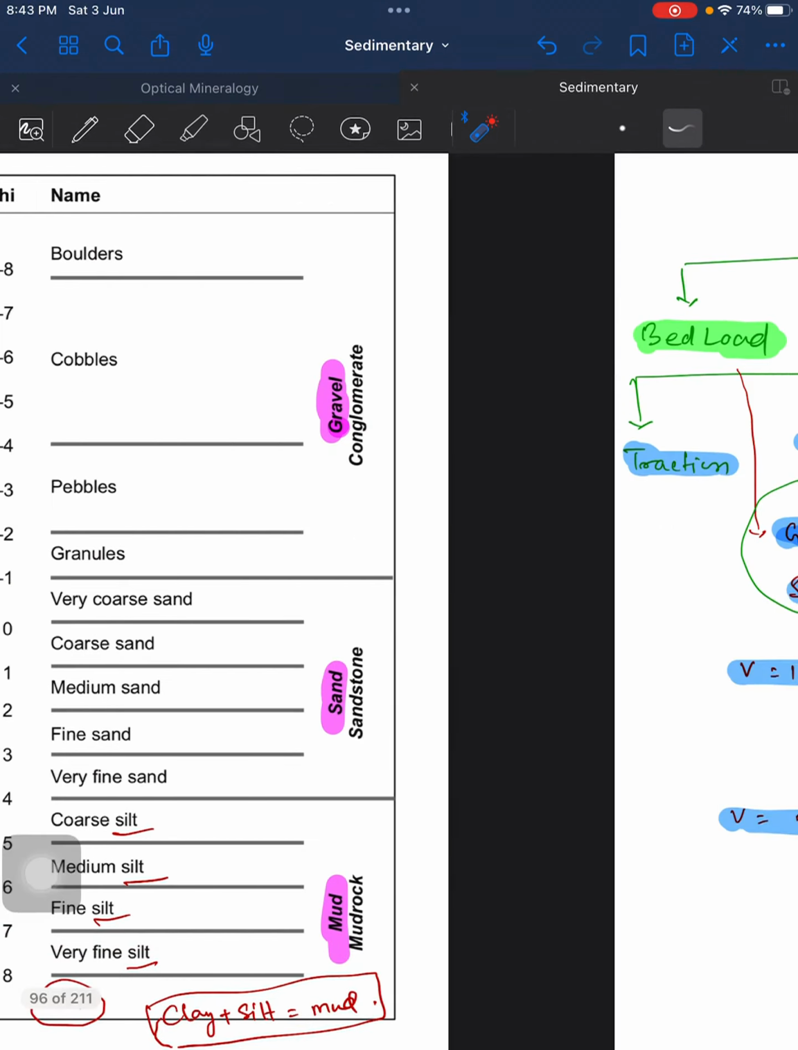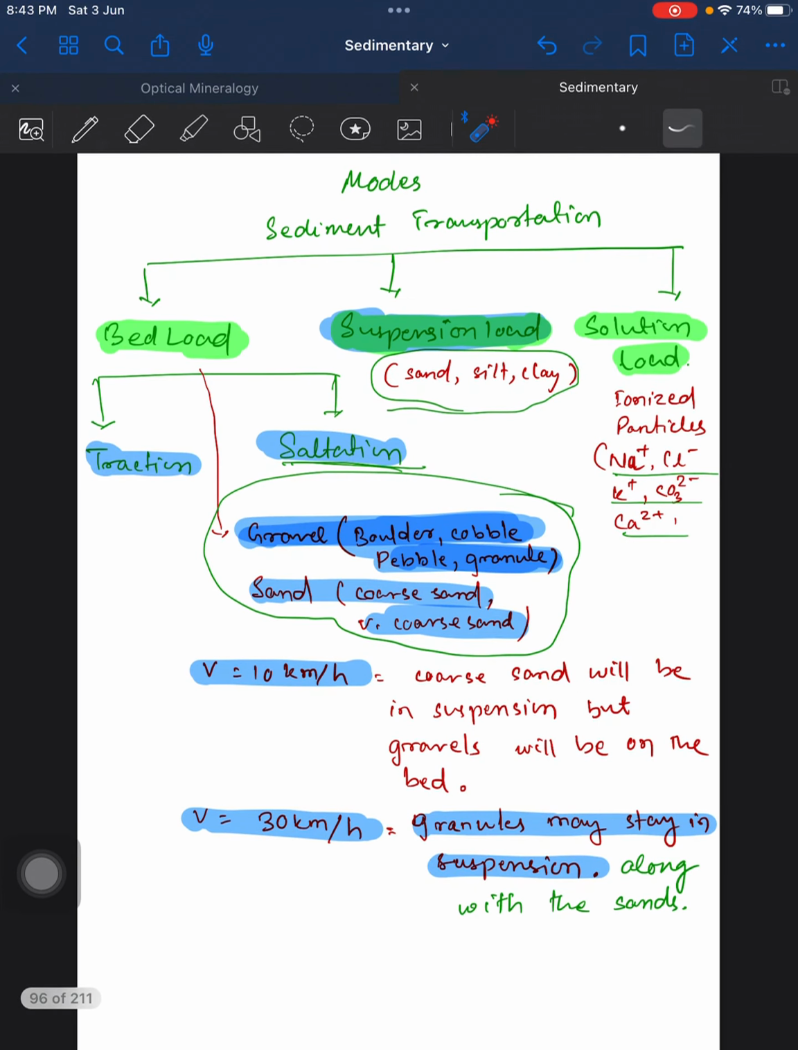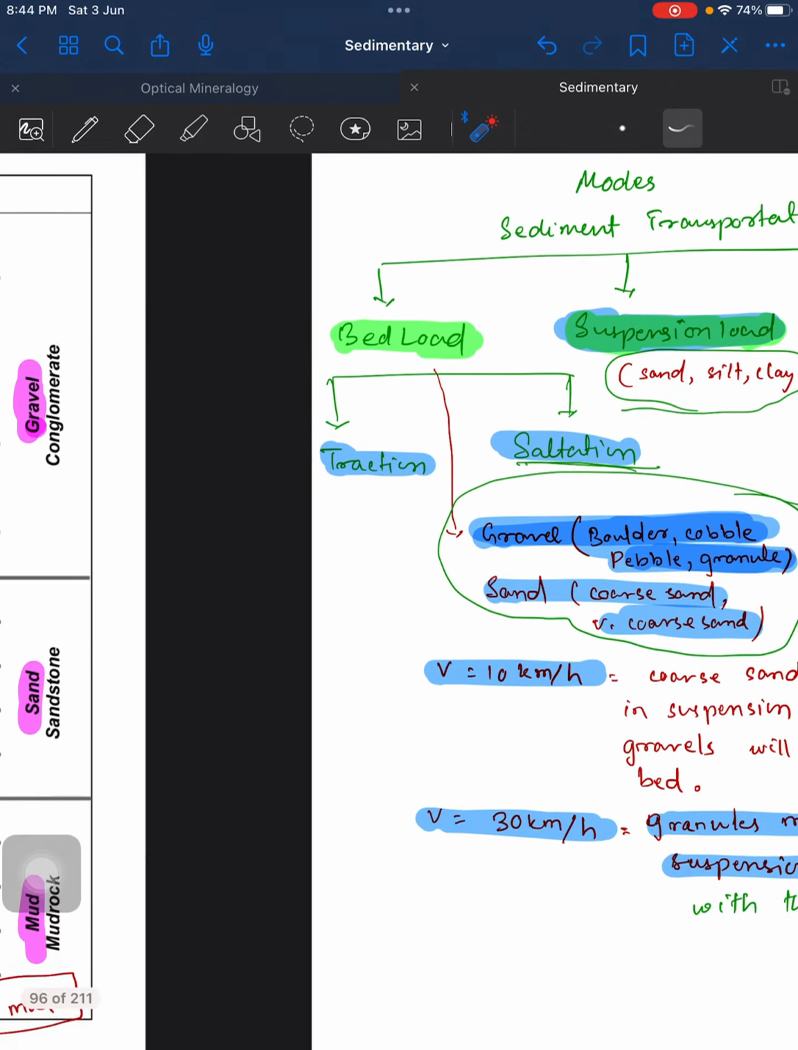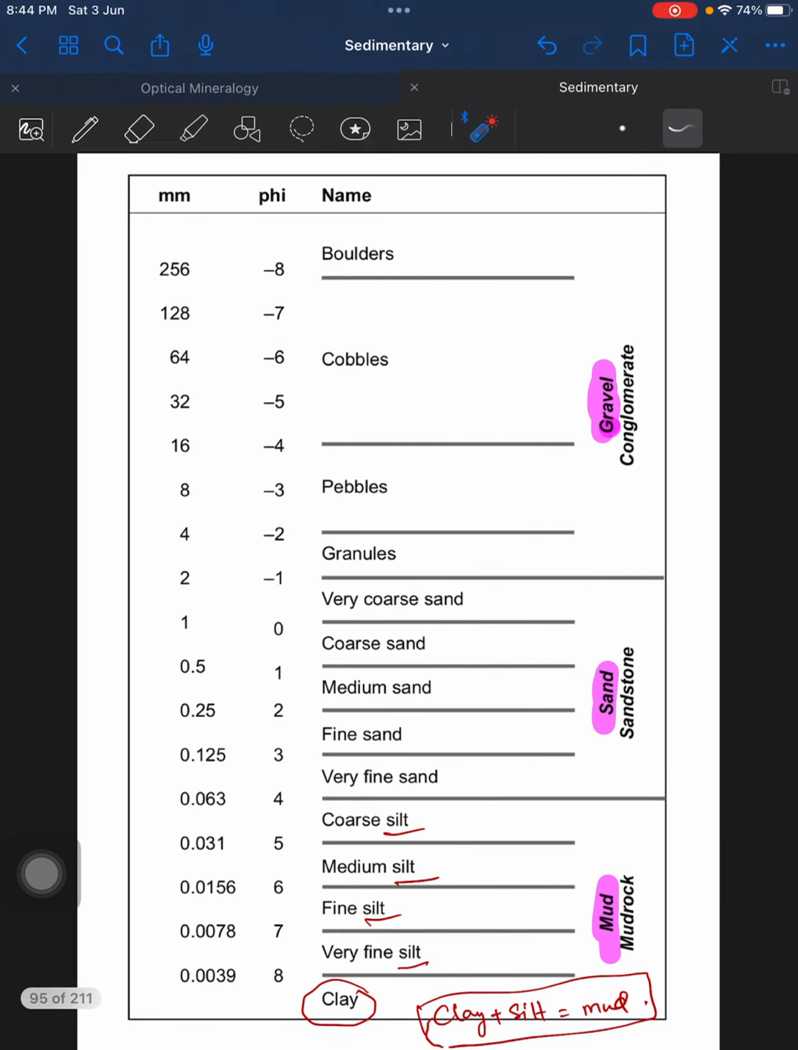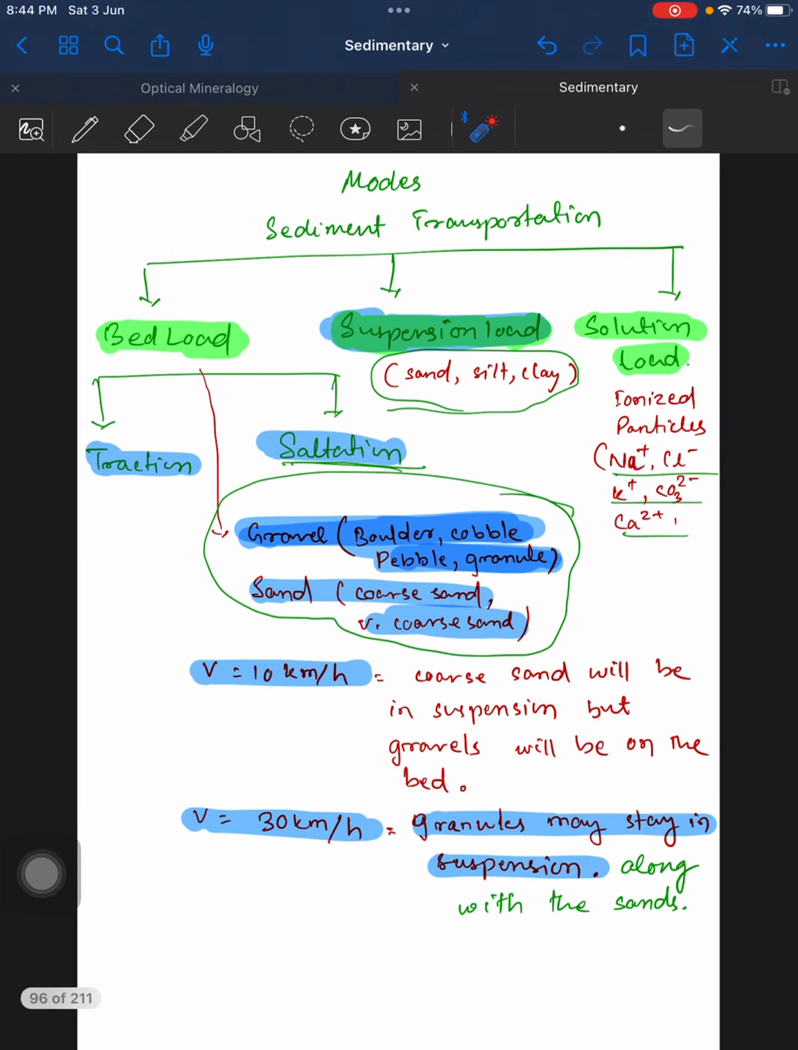flow. Okay, so then come the modes of transportation. We have studied sediment, up to here we have read 4 rules: Reynolds number, Froude number, then Bernoulli's equation, then Stokes law. Then we will get into what are the modes of sediment transportation. Are the sediments flying, or are they rolling, or are they sliding? These are the things we will be discussing right now.